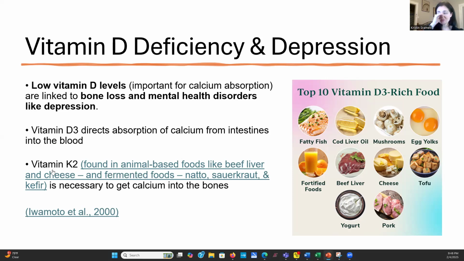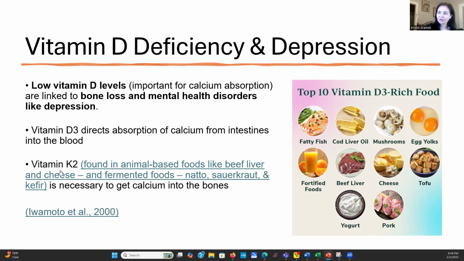And the interesting thing also about K2 is that it's actually often found in animal-based products. This is important for people like me who went vegan for a while. So places like beef liver and cheese. There's also fermented foods, natto, which is Japanese, and I forget what the exact, I think it's a legume of some kind. But anyway, it's all these fermented foods.